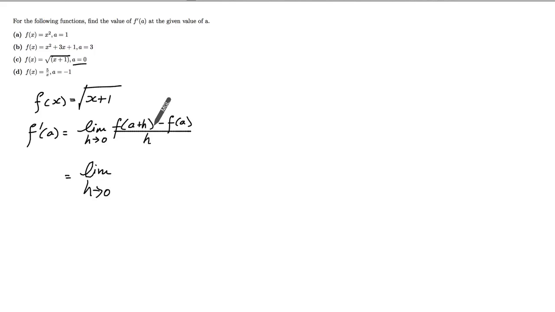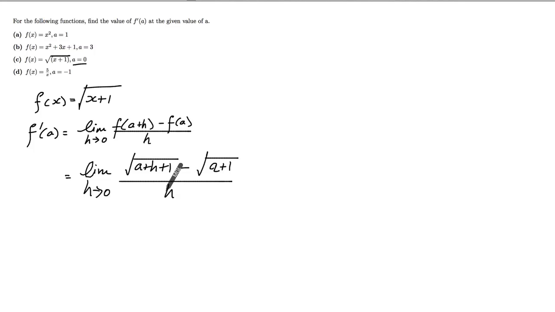f of a plus h for my given function here would be the square root of a plus h plus 1, minus f of a, f evaluated at point a, which would simply be the square root of a plus 1. And all of this is divided by h.